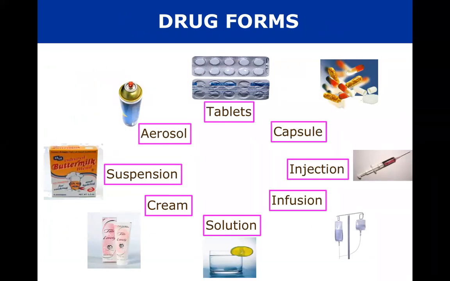There are several forms of the drugs. Some of these are tablet, capsules, injection, infusion, solutions, cream, suspension, aerosols. Several forms of drugs, and according to the type of drug, the pharmacologist prescribes the most suitable form according to criteria and properties of these drugs.